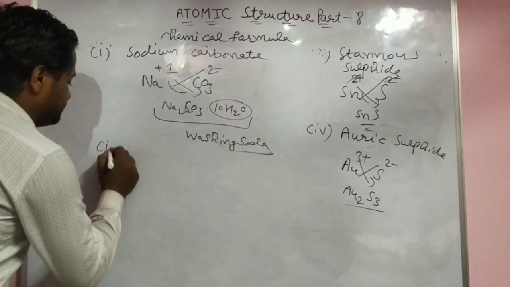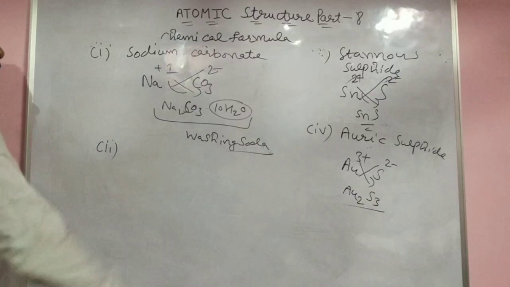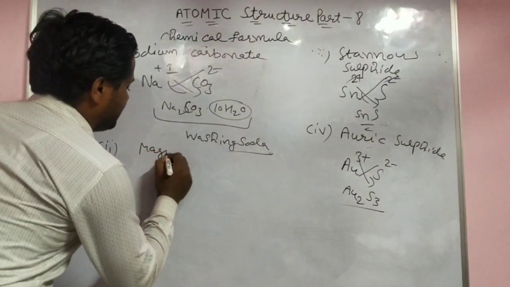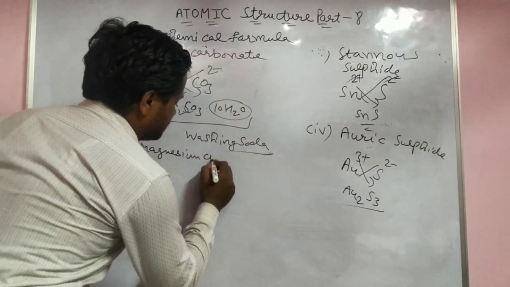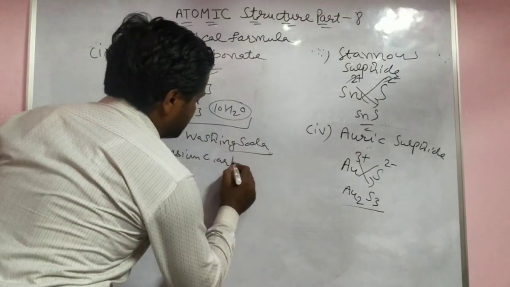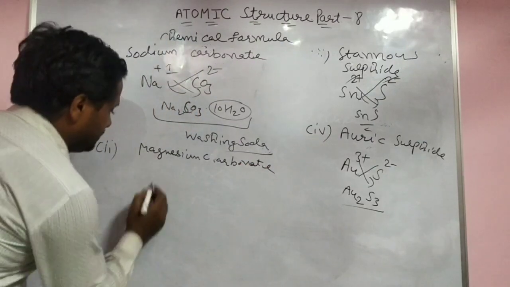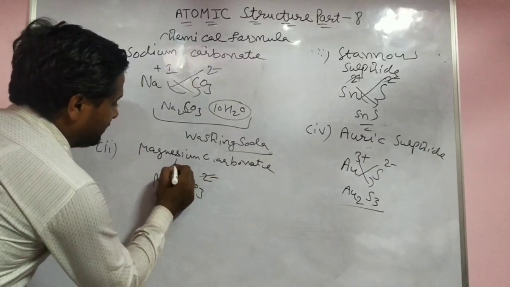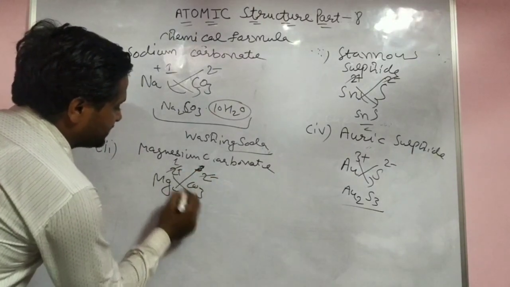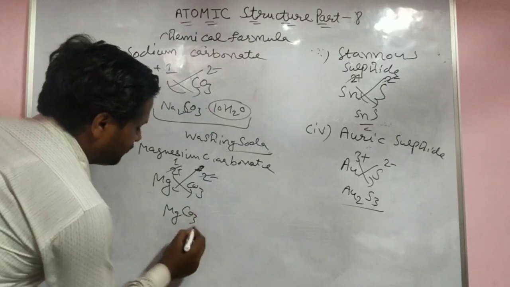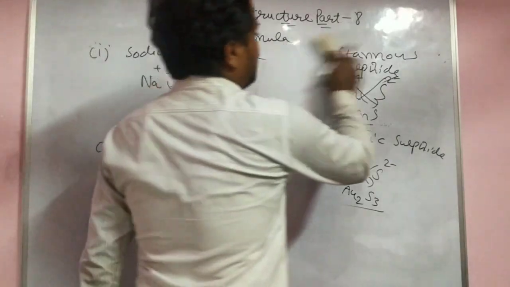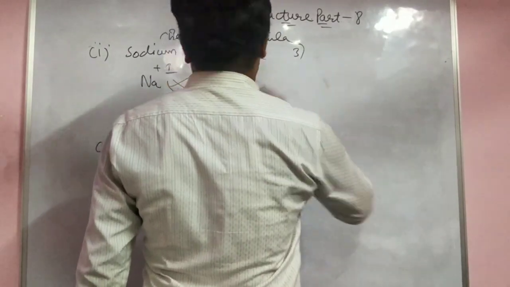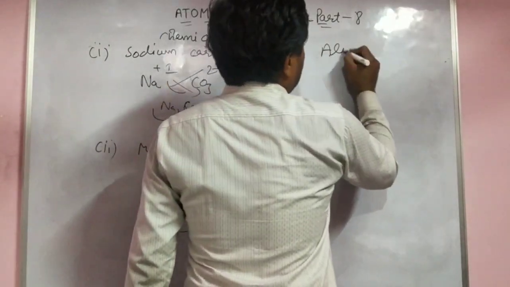Yes, second. Common name is very important. See there. Yes, any other carbonate, magnesium carbonate. See, Mg magnesium 2 positive, carbonate 2 negative. Cut on the table 1, 1. Yes, MgCO3. Very easy. Yes, third one, aluminium carbonate.